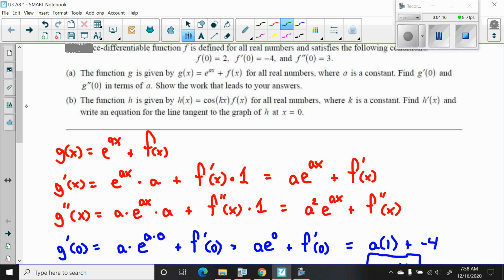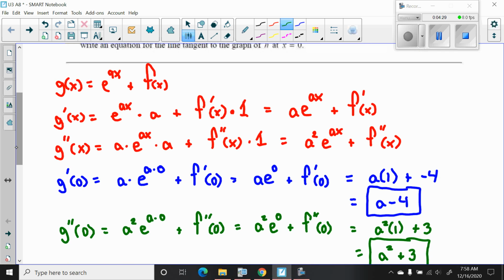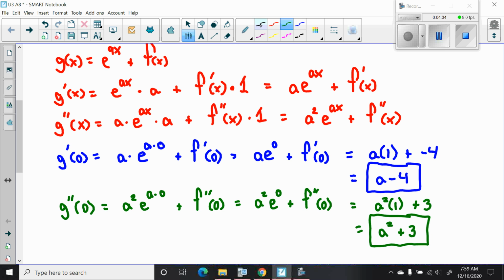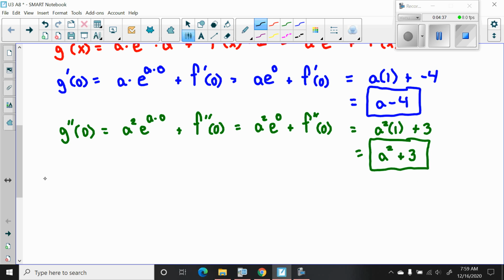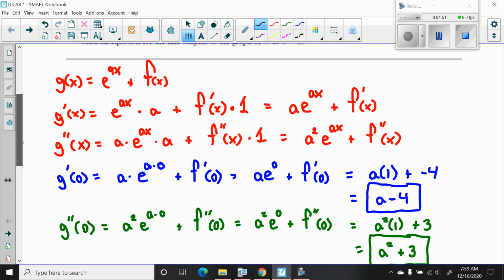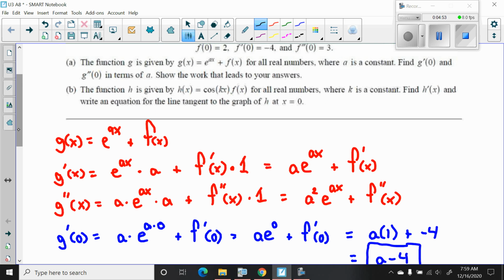The function h is given by h of x equals cosine of kx times f of x for all real numbers where k is constant. Find h prime of x and write an equation for the line tangent to the graph of h. All right, well, let's find that derivative first. Cosine kx times f of x. Just make sure I wrote this down right. Okay, k is a constant.